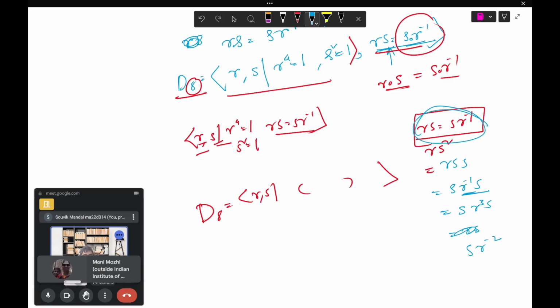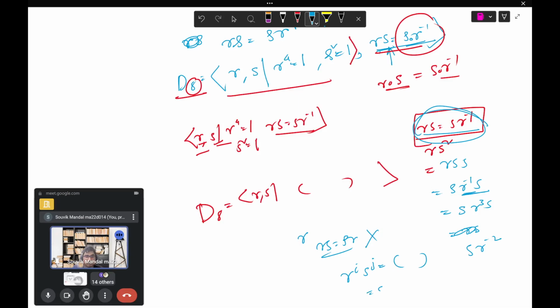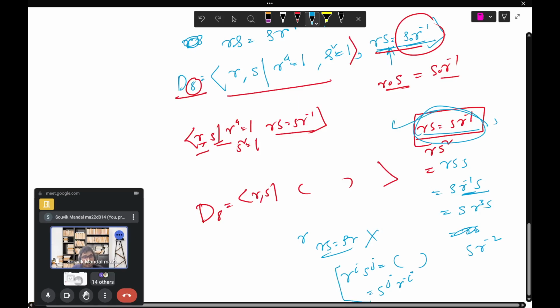The thing is, why do we need the relation? Firstly, if rs is equal to sr, then it will be an abelian group, right? But this is not the case. So we need to know all possible r to the power i s to the power j. The relations r to the power 4 equal to 1 and s squared equal to 1, together with rs equal to s r inverse, give all possible r to the power i into s to the power j equal to s to the power j r to the power minus i. You can calculate it by using this relation only. So that's why we need only one relation.